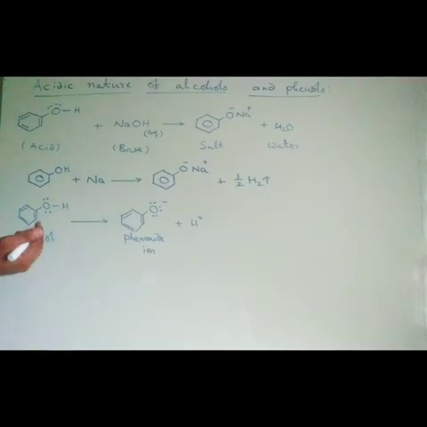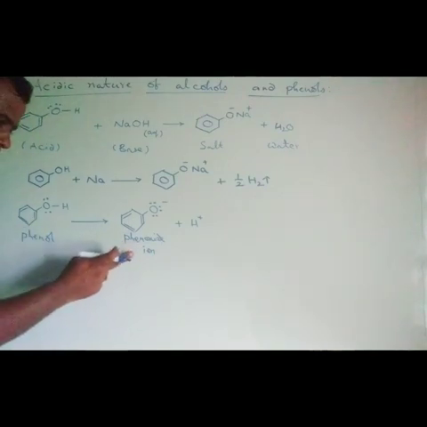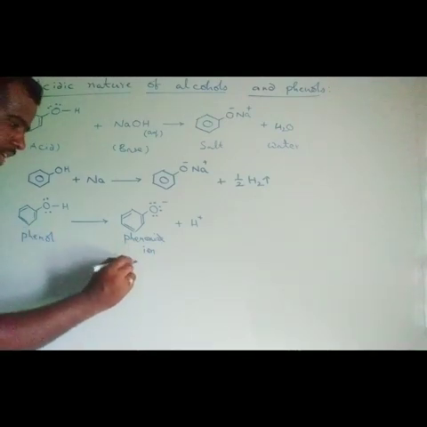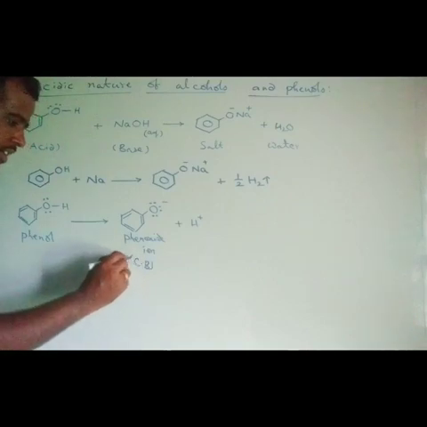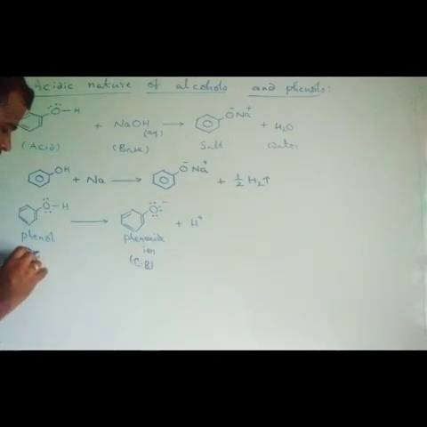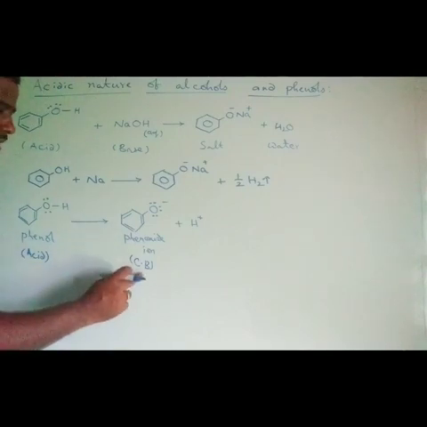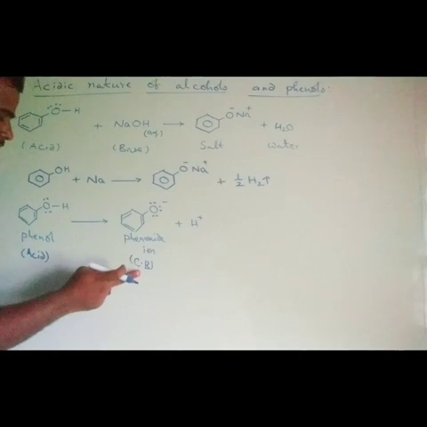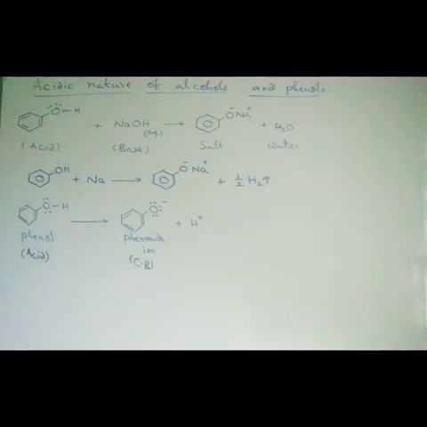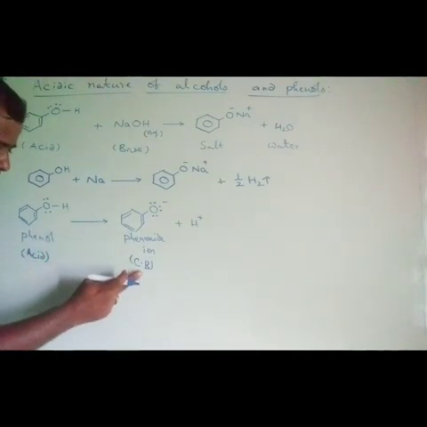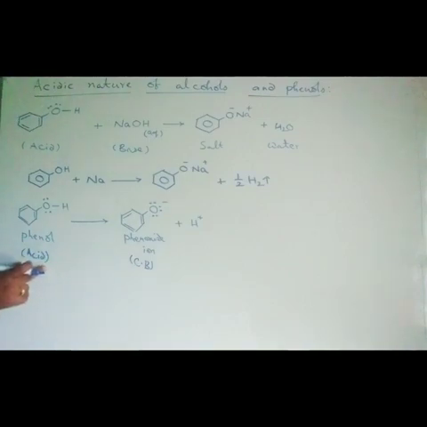And now checking into the stability of the phenoxide ion. This phenoxide ion is known as the conjugate base, and this is the acid. According to Bronsted acid-base theory, an acid upon losing a proton will form its conjugate base. The more the stability of the conjugate base, the more will be the acidic strength of the acid. If the conjugate base is weak, then its corresponding acid will be strong.